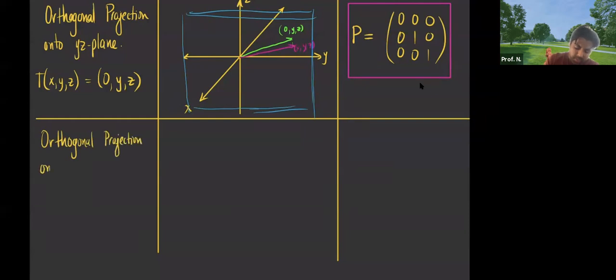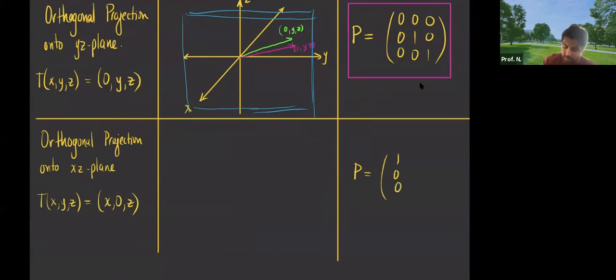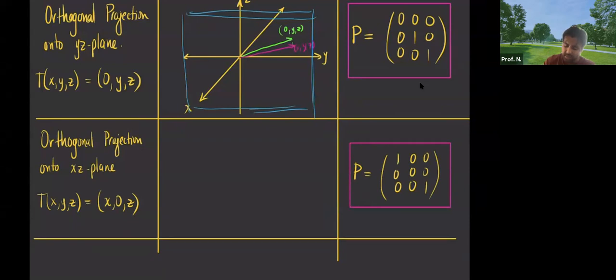So orthogonal projection onto the last one, right? Onto the XZ plane. So T of X, Y, Z equals X comma 0 comma Z. We should know what this is going to appear like. 1, 0, 0. Zeros along the second column, which represents the Y axis. And this is 0, 0, 1. And you think this is hard to visualize? Wait until we do rotation matrices. Now that's gonna be quite fun, I think.